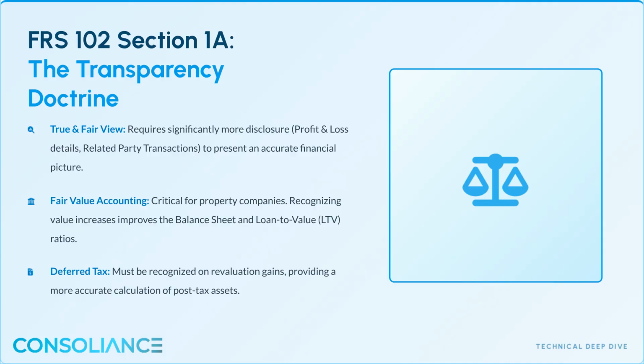Now compare that to FRS 102 Section 1A. We call this the Transparency Doctrine. This standard requires a true and fair view. It allows for fair value accounting, meaning you can revalue that same property to its current market rate. This immediately boosts your balance sheet, improves your loan-to-value ratios, and can unlock better borrowing rates.